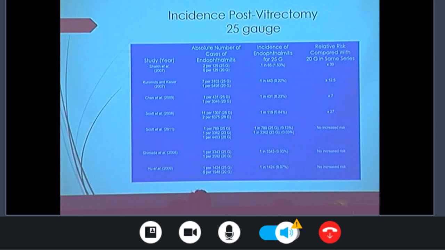So, as would be expected, studies began to appear regarding the incidence of endophthalmitis in 20 gauge or in small gauge vitrectomy. Many of these authors also compared it to the incidence in their own case series of 25 versus 20 gauge. And there was one report that also compared it to 23 gauge.